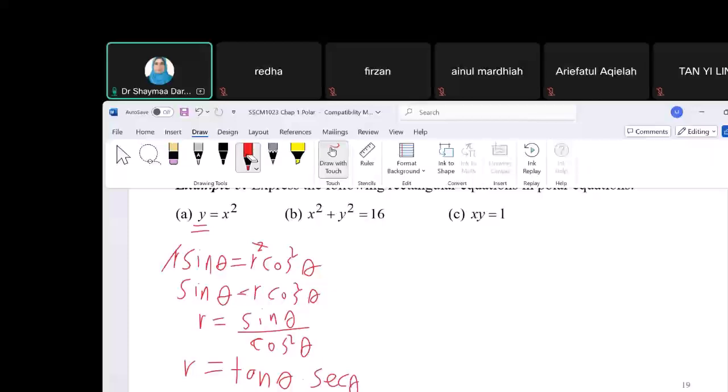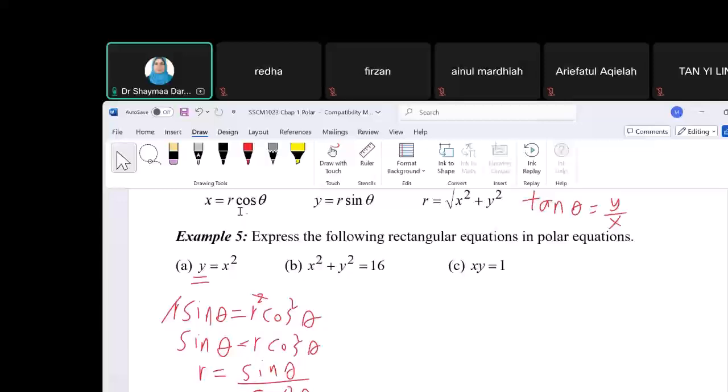I replace y by r sine theta. Replace x square by r square cos square theta. Why? Because x is equal to r cos theta, so x square will be r square cos square theta. Y is r sine theta. Cancel the square with r. So sine theta equals r cos square theta, which means r is equal to sine theta over cos square theta. You can stop at this point. You already separated r from theta.